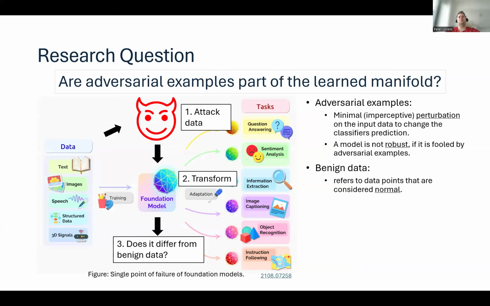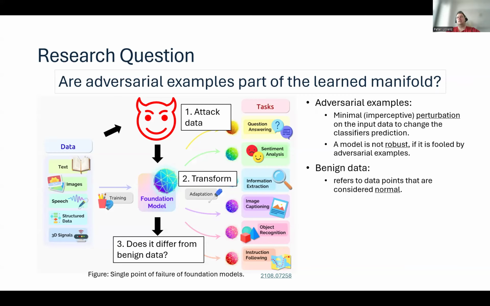Are adversarial examples part of the learned manifold? First of all, what are adversarial examples? Adversarial examples are minimal imperceptible perturbations. They are usually on the input data and they change the classifier prediction. A model is not adversarially robust if it is fooled by adversarial examples. On the other hand, benign data refers to the data points that are considered normal.